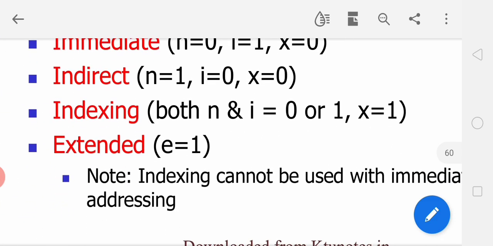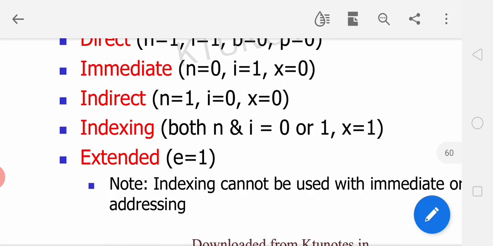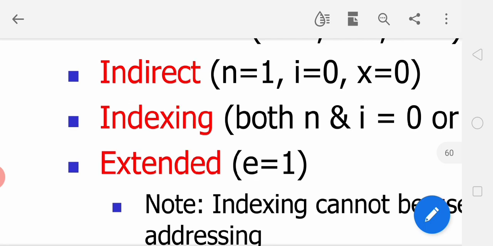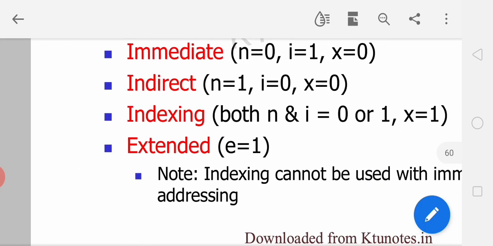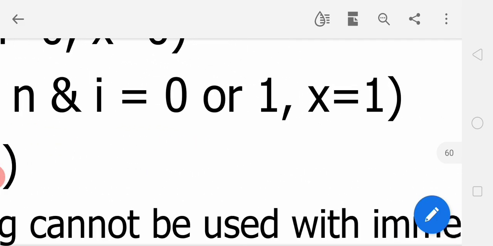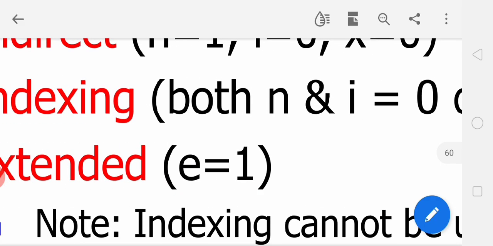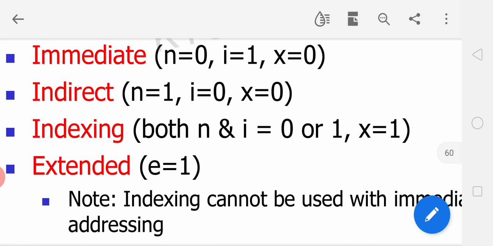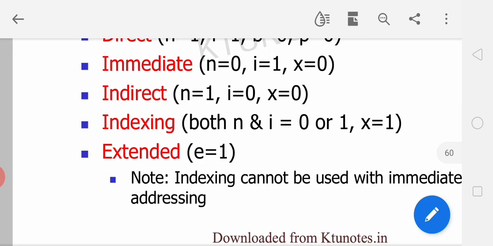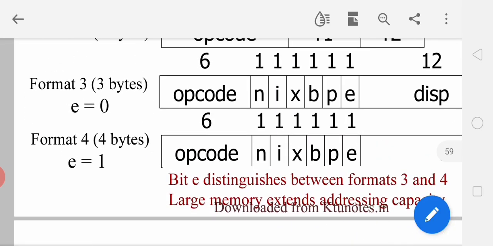Then what about indexing? In indexing, n and i may be 0 or 1, but the value for x will always be 1, because it is indexing addressing mode. That means for indexed addressing mode, we use the register x. So the value for x should always be 1. For n and i, that doesn't matter. Then extended equal to 1 means format 4.